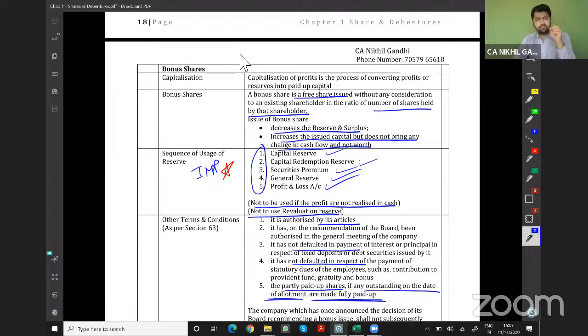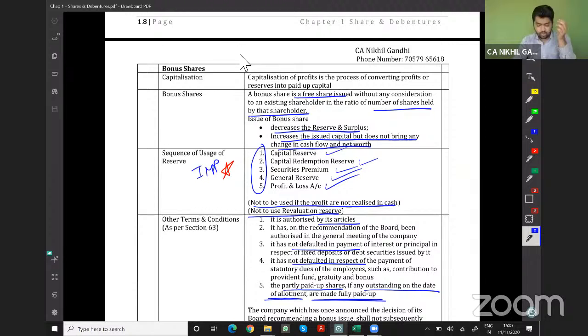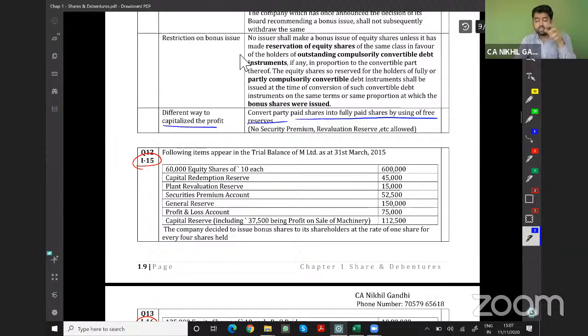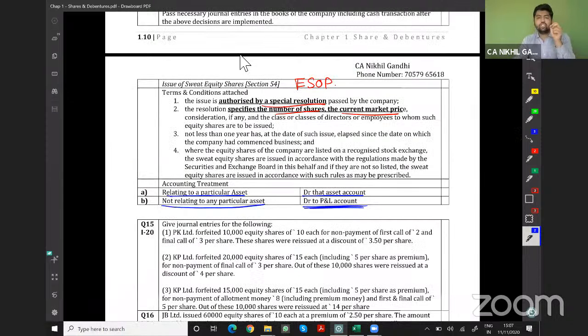And the second thing is revaluation reserve should not be used. Any reserve which is not realized in cash should not be used. Other points are easy. It should be authorized by articles. That is the most important one. In case of issue of ESOPs, special resolution is required. Profit and loss account should be debited in case of ESOPs.